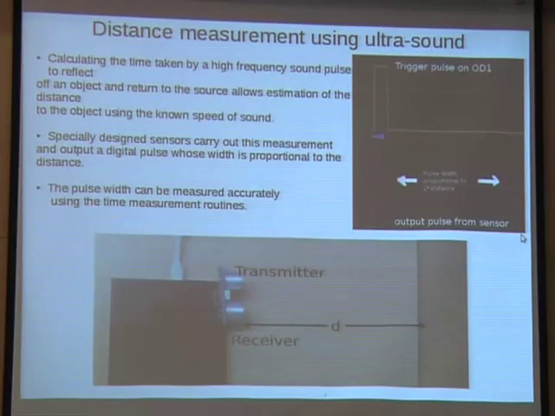So when you time the width of this pulse, that's actually twice the distance. And you can use the speed of sound to back calculate your distance.